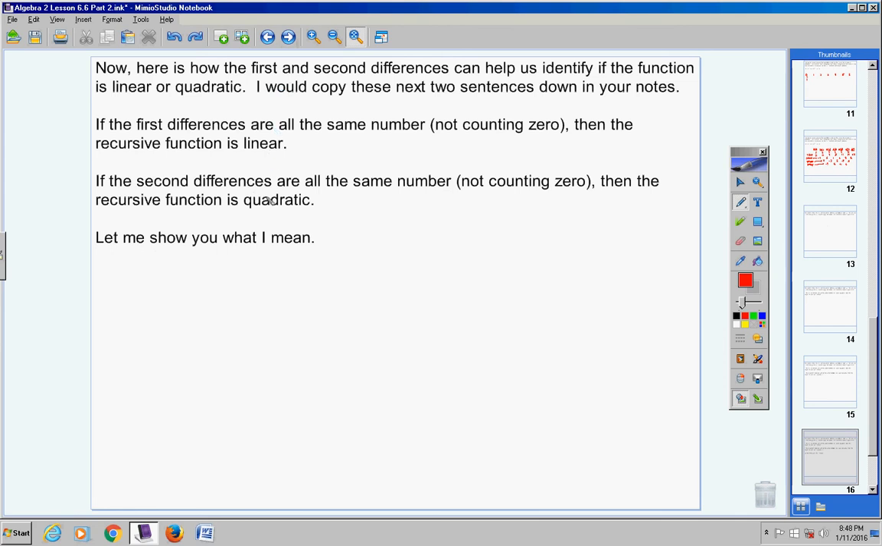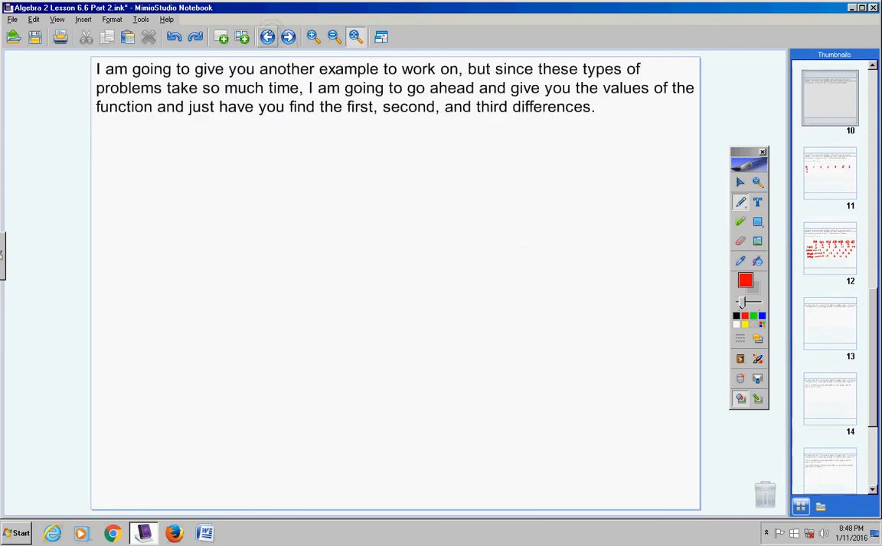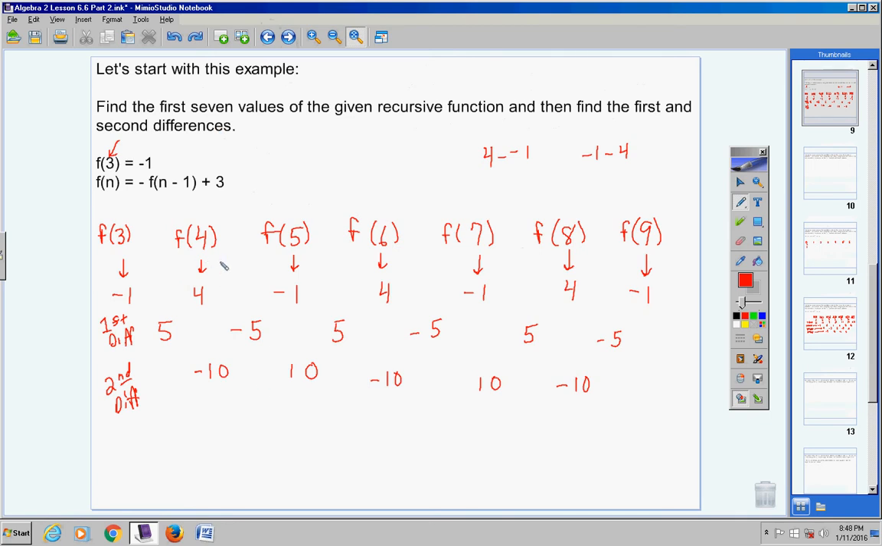Let me show you what I mean. Okay, let's go back to our very first problem that we did right here. Okay, so look back in your notes. Look at your first differences. Are every single one of these numbers the same? They're not, are they? So you do not have a linear relationship.